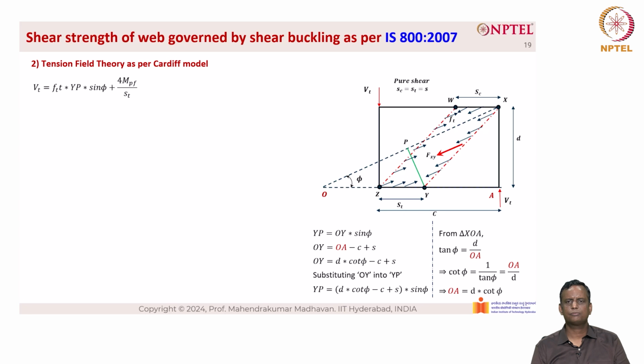Now let's keep this for some time. Let's go back to the original equation. The ultimate shear strength governed by shear buckling is V ultimate, which is given as V critical plus V sub T. So the V critical is tau critical into dt.